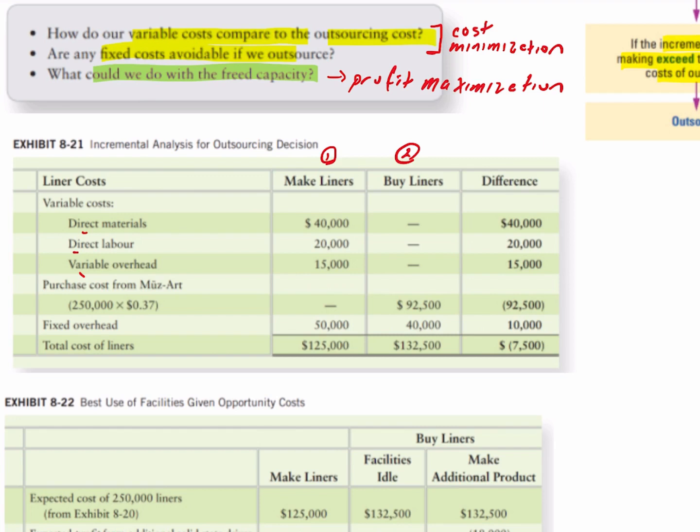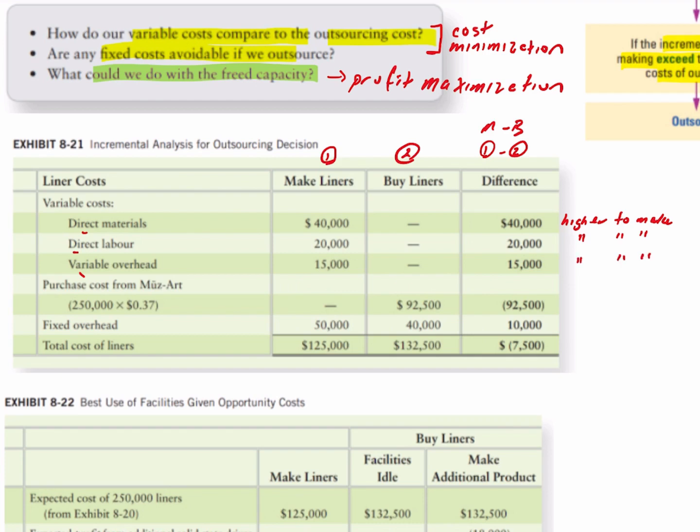And so we can have a difference column here, which is basically column 1 minus column 2, which is make minus buy, to help us determine what the difference is. Clearly, the difference is $40,000 higher to make versus buy. For the direct labor, $20,000 to make versus none to buy also means it's higher to make. In terms of the variable overhead, $15,000 versus none if you buy it, so that's also higher to make.